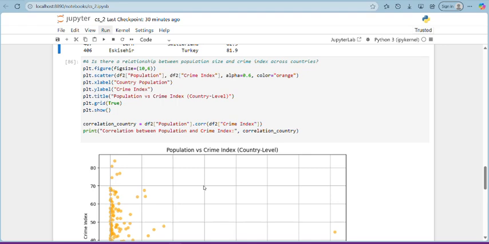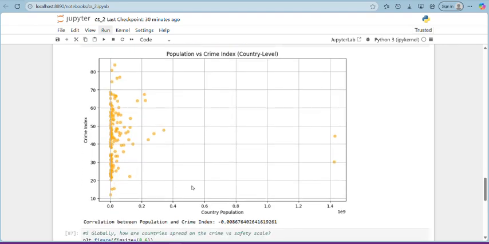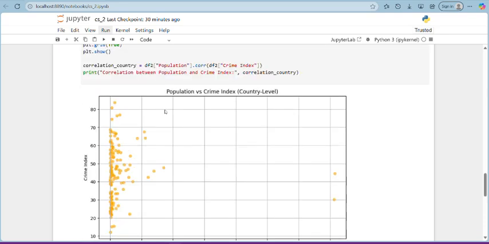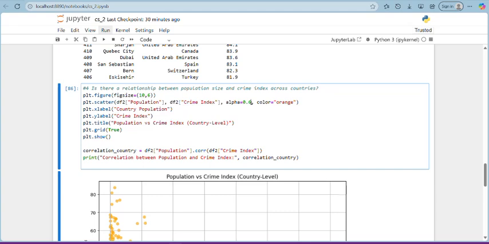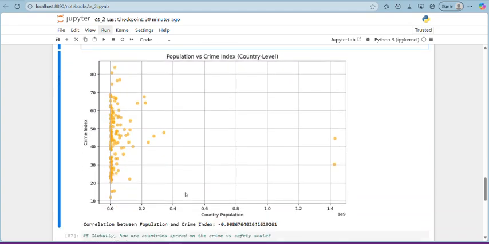Fourth question: is there a relationship between population size and crime index across countries? This analysis looks at whether population size affects crime. I created a scatter plot. Each point is a country, and the x-axis shows population, whereas the y-axis shows crime index. I set alpha to 0.6, which makes the points slightly transparent so overlapping points are visible.